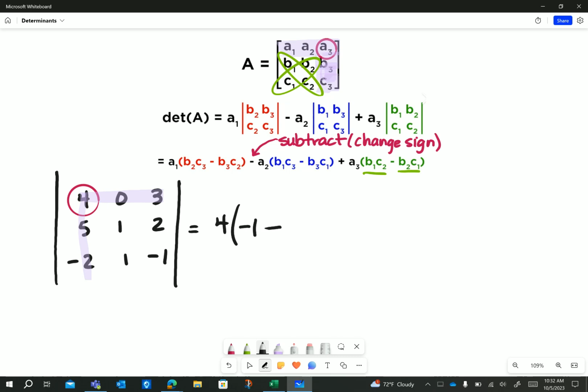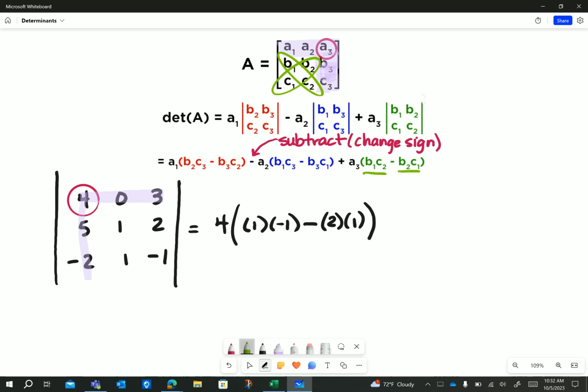I'm trying to think if I should show the work, but I think you guys are fast enough to just write it out. If you want to show the work, I guess I should show the work, just to be safe. So, 4, we do 1 times negative 1 minus, and the other one is going to be 2 times 1. So let's just play it safe. That's the first one.